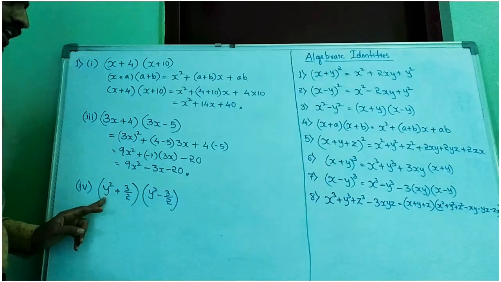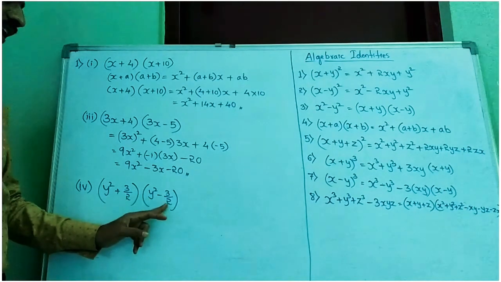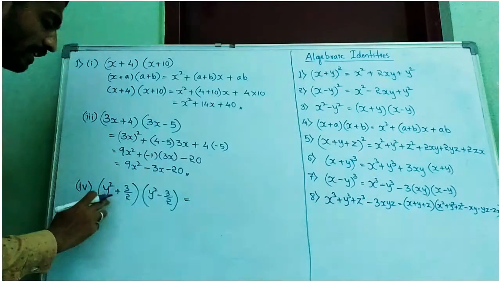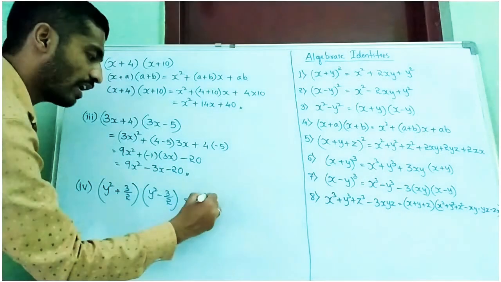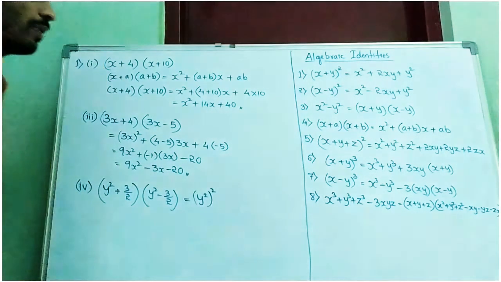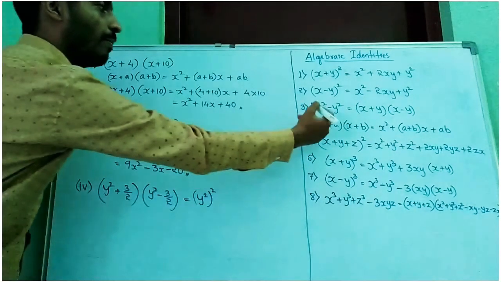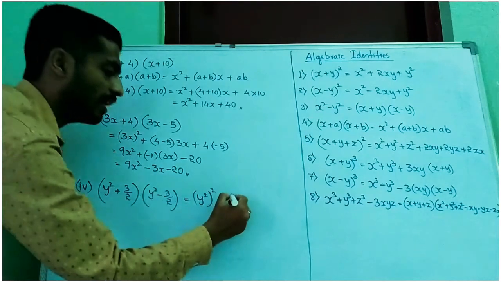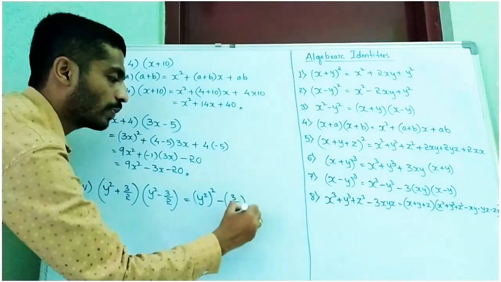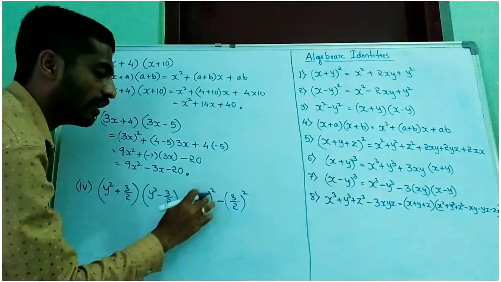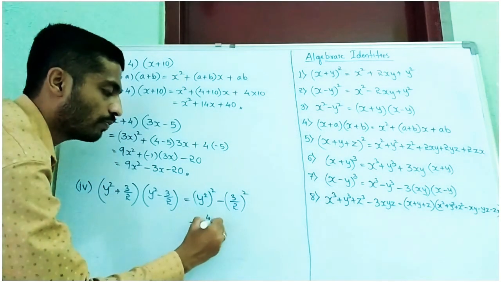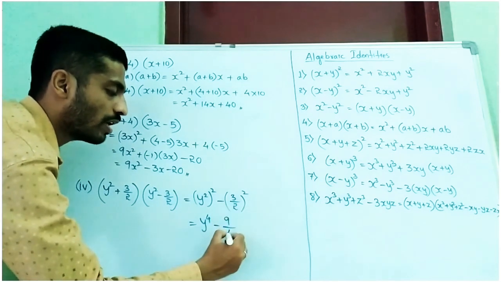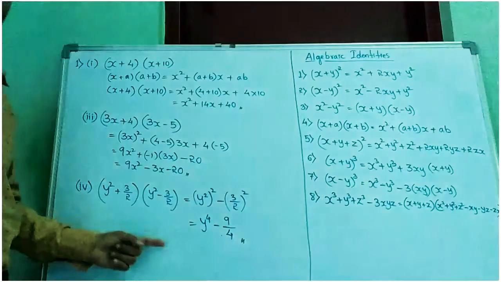So (x + y)(x - y) gives us x² - y². What is x²? Already y² is there, so again make it square: (y²)². Minus y², what is here? In place of this y, (3/2)². So (y²)² gives y⁴ minus 3² is 3 threes are 9, 2² is 2 twos are 4. So this is our answer: y⁴ - 9/4.